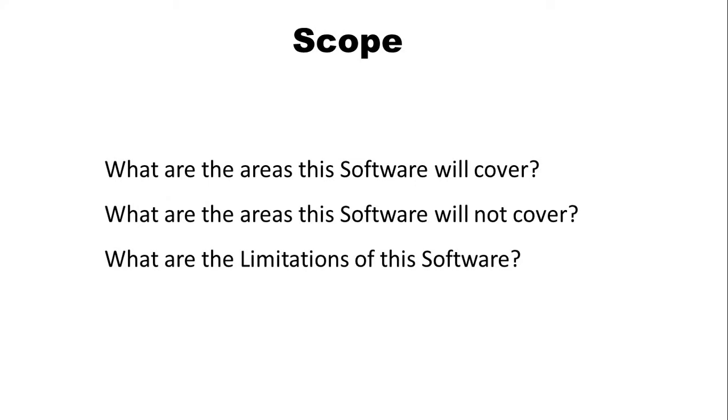Now the next is the scope, that is, what are the areas this software will cover, right? And what are the areas this software will not cover? There are certain areas which this software will not cover, so the scope is limited, right? So first you have to write the scope, and also you have to write the limit of this scope, right? What are the limitations of this software? You have to write the limitations of the software which you have developed. Let me explain with an example.